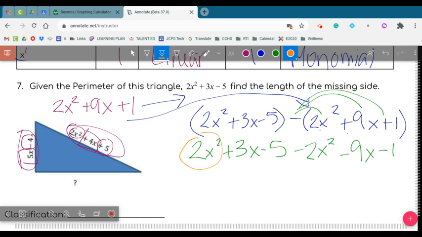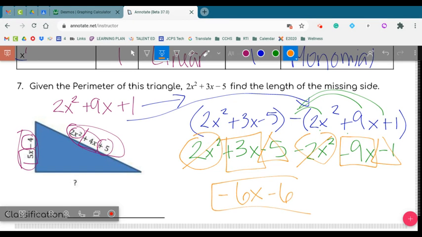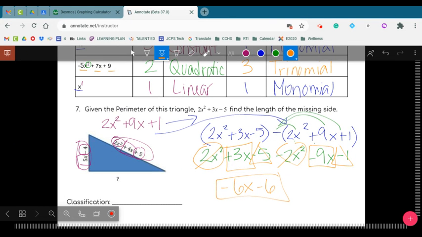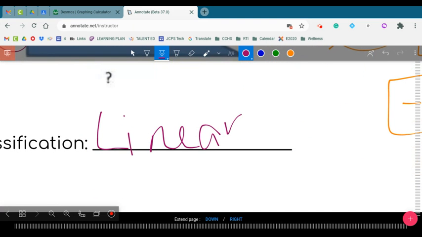Combine our like terms. So we got 2x squared minus 2x squared. That just cancels. 3x and negative 9x gives us negative 6x. And then negative 5 and negative 1 will give us a negative 6. That is my answer. So classification, exponent's 1, so it's linear. 2 terms, so it's a binomial. This is a linear binomial.